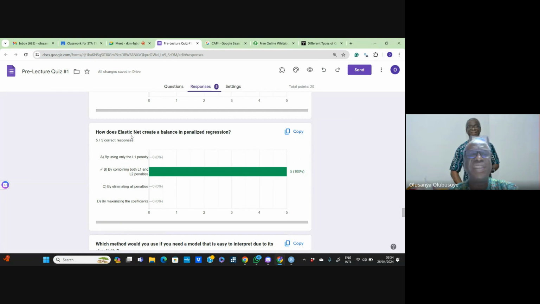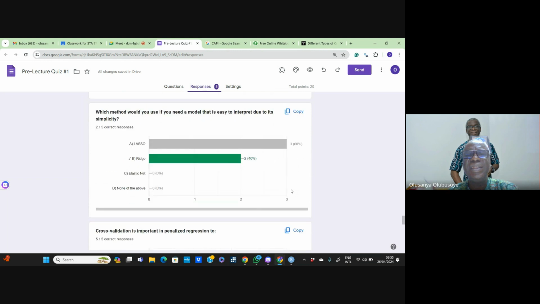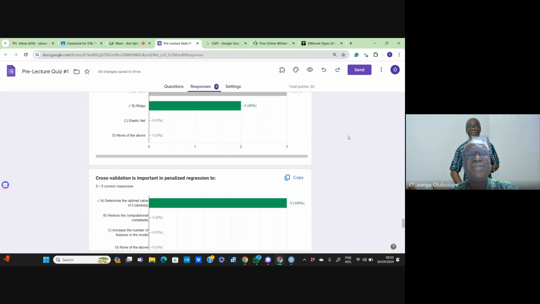How does elastic net create a balance in penalized regression? By combining L1 and L2 penalties, you all got it. And again, which method will you use if you need a model that is easy to interpret due to its simplicity? Most of you chose LASSO, but ridge regression is the answer here.